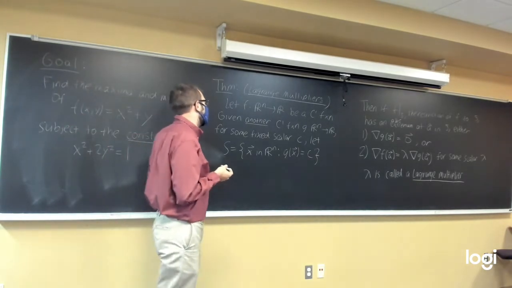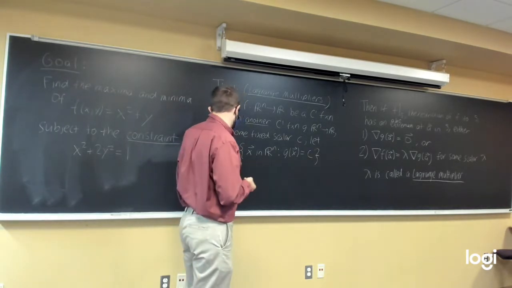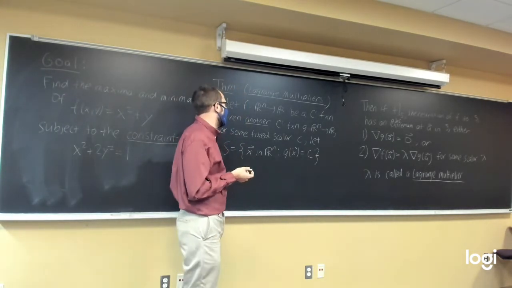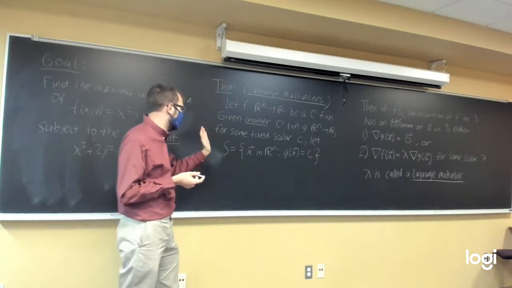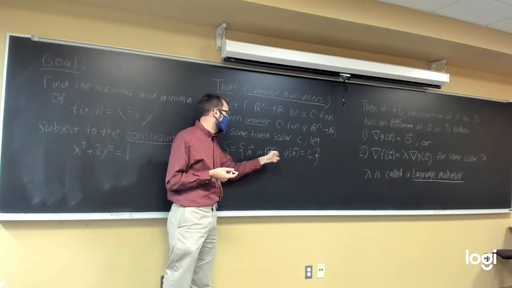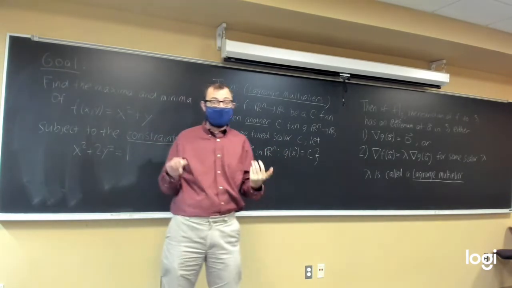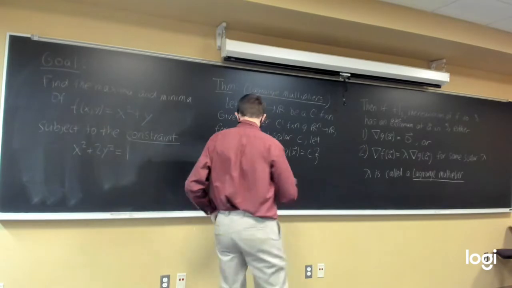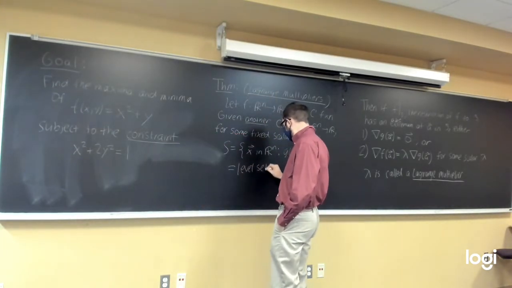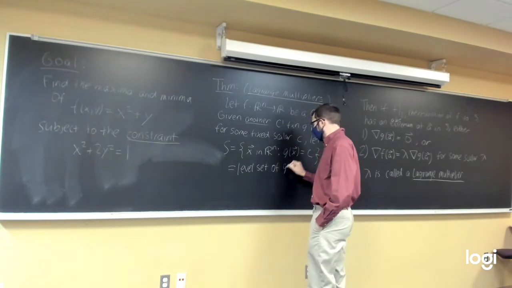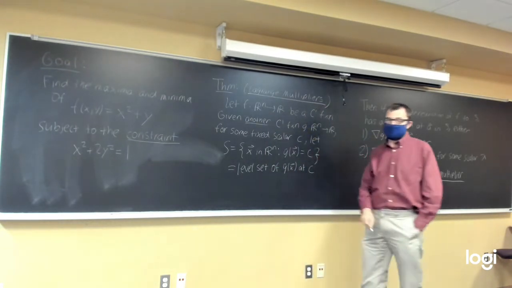Given another C1 function g going from Rn to R, for some fixed scalar value c, we're going to let S be a particular set of values. S is going to be the set of all points in Rn that if we were to plug x into the function g, we're going to get the constant value c. So in other words, this is going to be the level set of g taken at some constant value c.